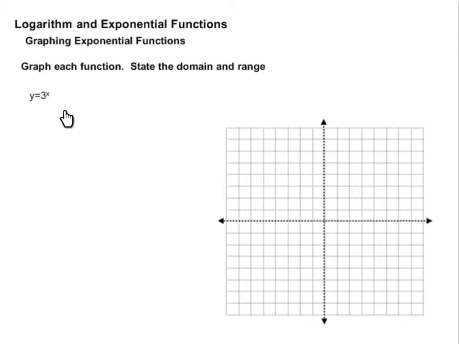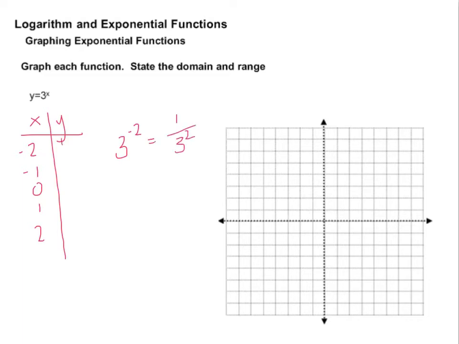The easiest way to graph this is to just make a little xy chart here. Choose values for x, plug them in and get y. Like normal, we will go -2 to +2. So when we plug in -2 here, that's 3 to the -2nd power, which is the same as 1 over 3 squared, or 1/9. When we plug in -1, that's 3 to the -1st power, which is the same as 1 over 3 to the 1st power, or 1/3.